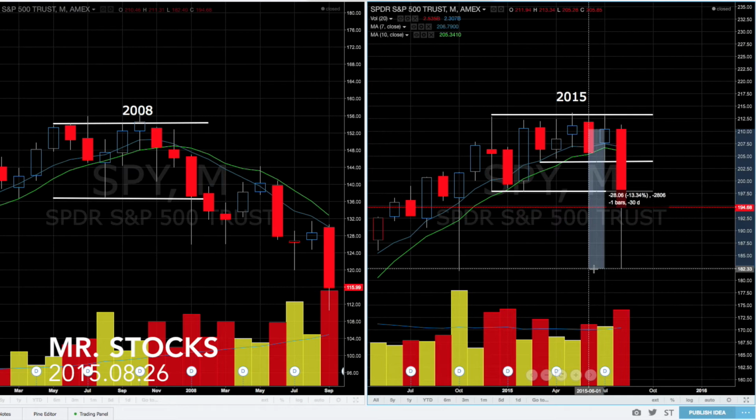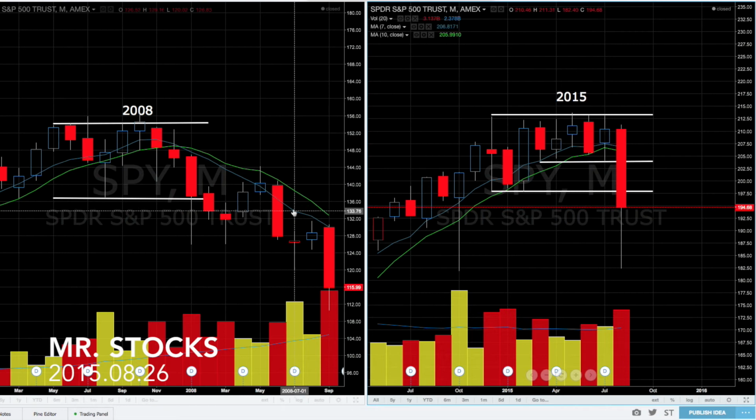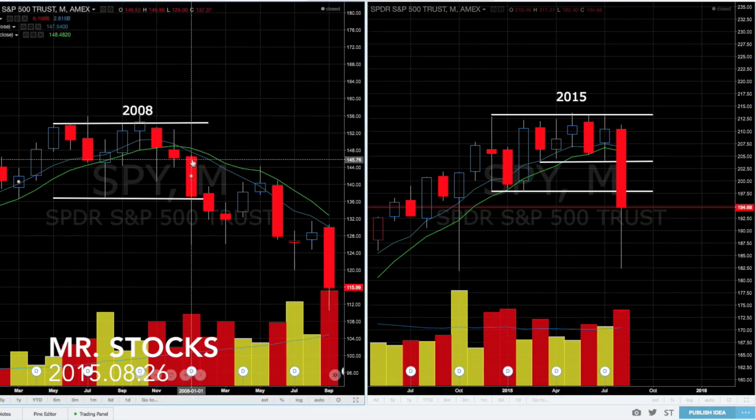We have a 13.34% drop. Amazing how similar the price action is. And that's why looking back in the past can be very helpful to determine how the future might unfold. So if we look at 2008 and we look at the following month, the boat was leaking here, but it definitely started sinking on the following month.